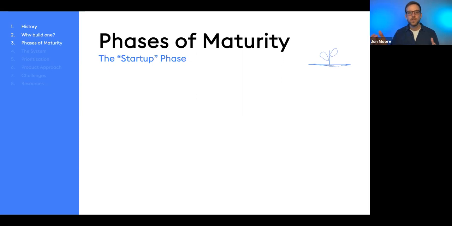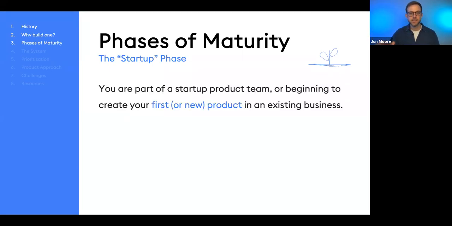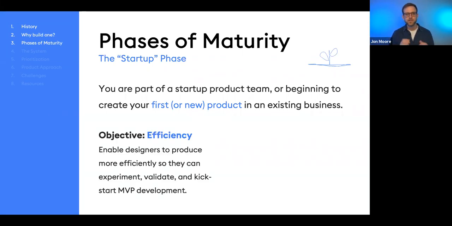So when you're in the startup phase of your design system, you're really part of a startup product team, or you're beginning to create your first or brand new product in an existing business. So just because we're in the startup phase doesn't mean you're a startup company with just a couple people. It could also mean that you're an enterprise company, but you're spinning up an entirely new feature or you're pursuing an entirely new market for your business. So the objective in this startup phase is purely efficiency. You want to enable your designers to produce more efficiently so that they can experiment, validate, and kickstart that MVP development.